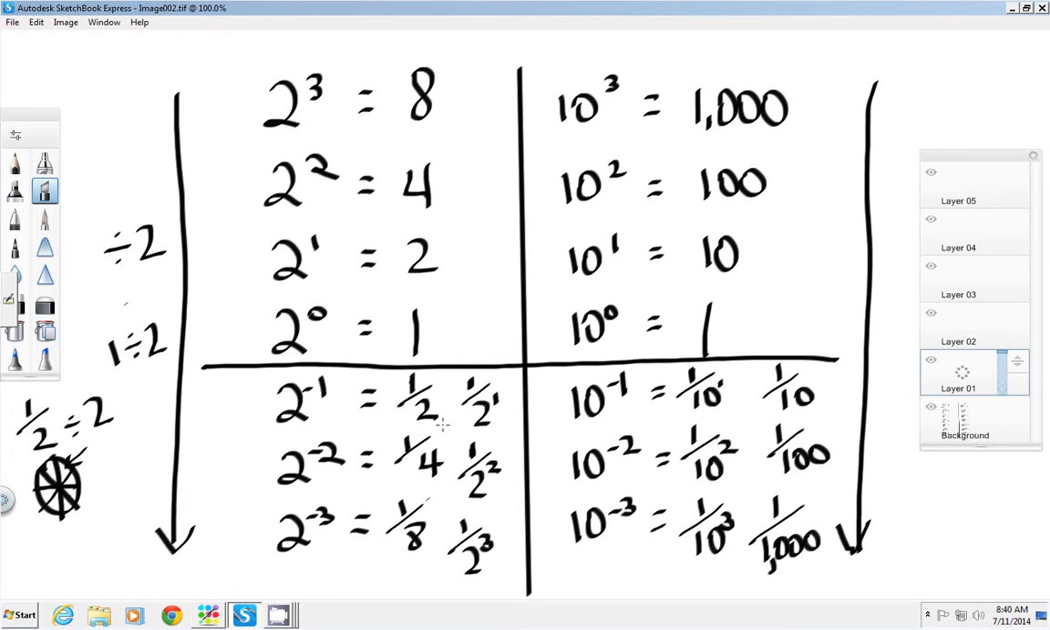It's just that decimals won't help you understand the pattern, because there is a relationship between a positive exponent and its corresponding negative exponent, whether it's base 2s, base 10s, base 3s. It doesn't matter what the base is. There is a relationship. We're going to explore more of this relationship tomorrow.